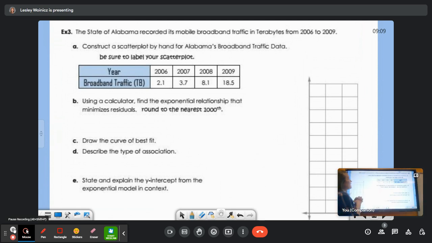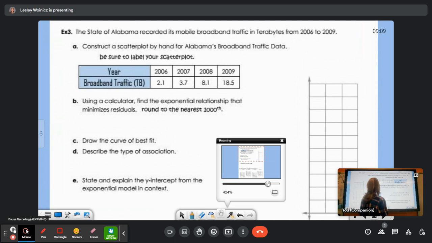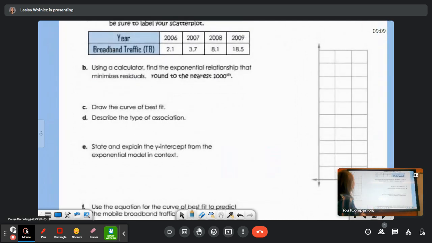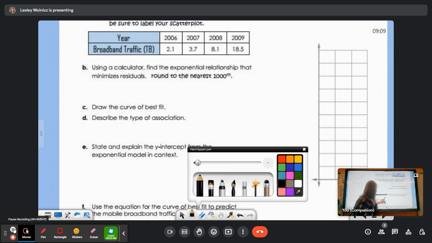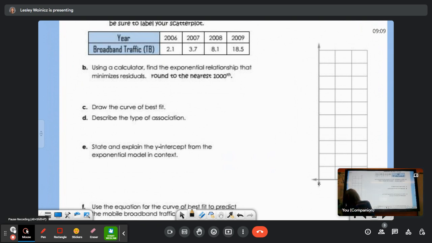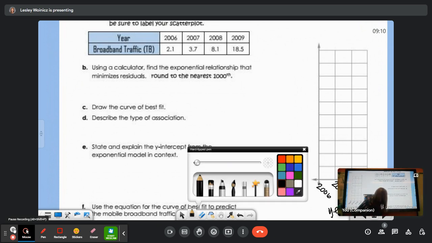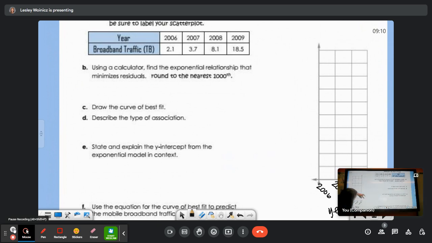Okay, here we have some data from the state of Alabama. It recorded its mobile broadband traffic in terabytes from 2006 to 2009. We're going to make a scatter plot by hand and label it. So let's do the scatter plot. Okay, so this is going to be 2006, 2007, 2008, and 2009. This is the year. And then this is broadband traffic in terabytes.